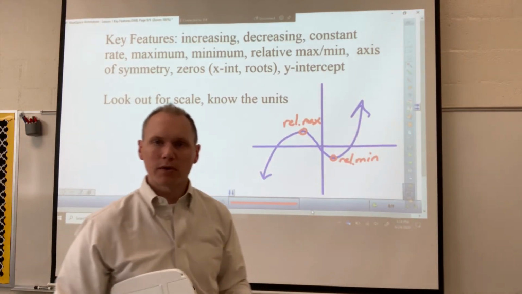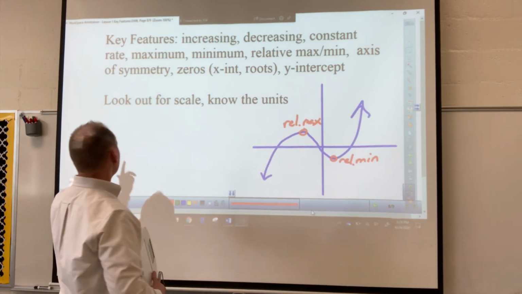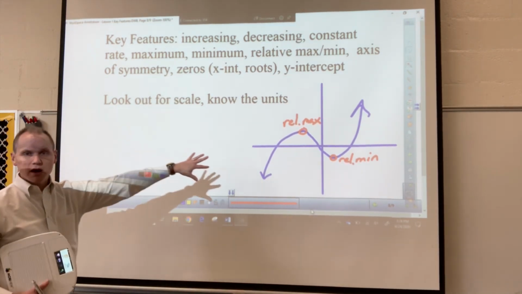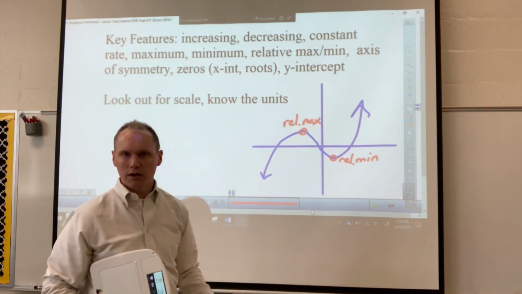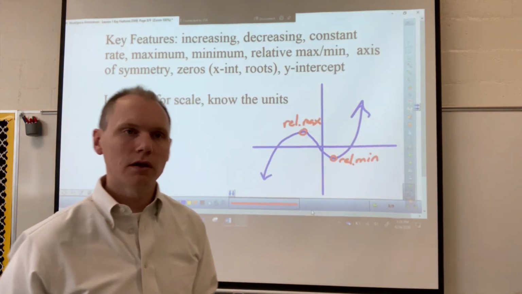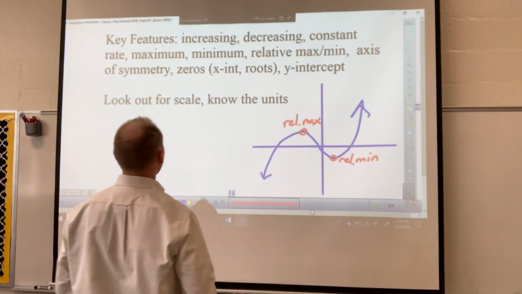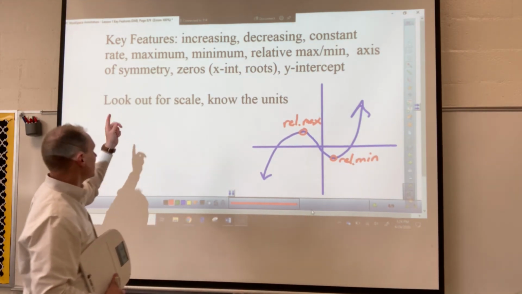So think about increasing and decreasing, maxes and mins. This graph does not have an absolute max or min, because it goes down forever and ever and up forever and ever. So it would be infinity, if you think about it that way. Axis of symmetry, we're going to talk about that here in a minute.